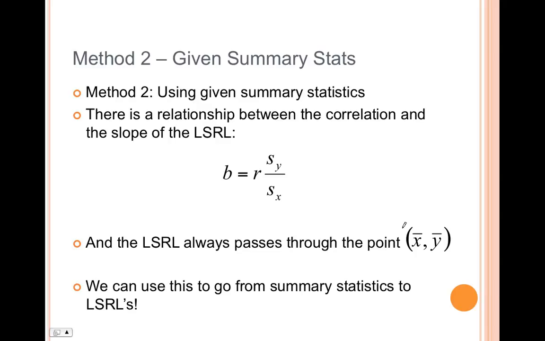The second method is done using summary statistics, and it involves a little bit of math. So there is a relationship between correlation and slope of a least squares regression line, and this is it. The slope of the regression line is equal to the correlation times the standard deviation of the y variables over the standard deviation of the x variables. This equation is on the front page of your reference sheets, so you do not need to memorize it. You need to know where to find it, though. Also, the least squares regression line always passes through the point x bar comma y bar, meaning the average x value and the average y value. So the least squares regression line will always simultaneously pass through the average x and the average y. We can use these two properties to go from summary statistics to least squares regression lines.